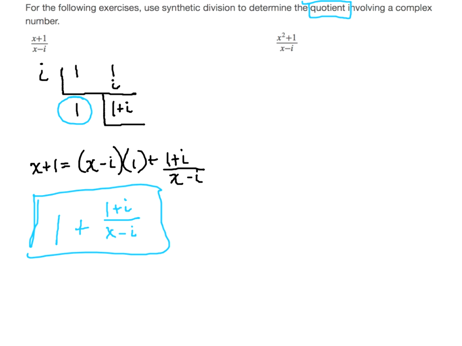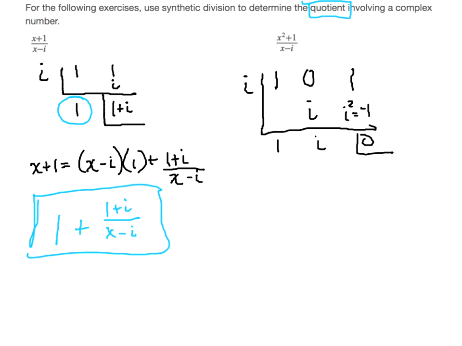And this is the last one for this. Okay, so I still have a k value of i, and this time I have an x squared with an understood 1. I have 0 x's and 1. Bring down, multiply, combine down, multiply. i times i is i squared, but i squared equals -1. So 1 times -1 is 0, so I have a 0 remainder.